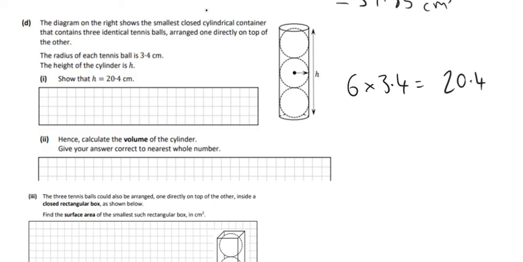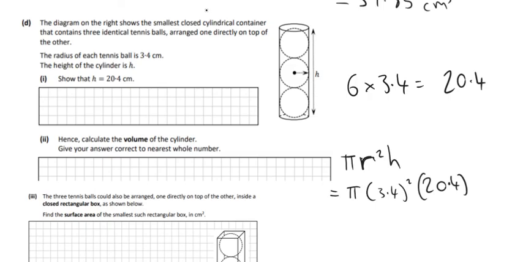Calculate the volume of the cylinder. I have a formula for volume of a cylinder. It's pi r squared h, which is pi multiplied by the radius of the cylinder, 3.4, squared, because it's that distance there that's marked in already. It's the same as the radius of one of the tennis balls. And then our height, we said, is 20.4. It's just using that formula and putting it into the calculator again. And we get 741 centimeters cubed.